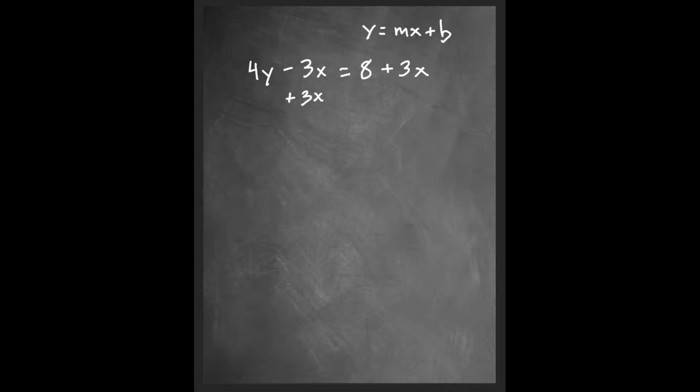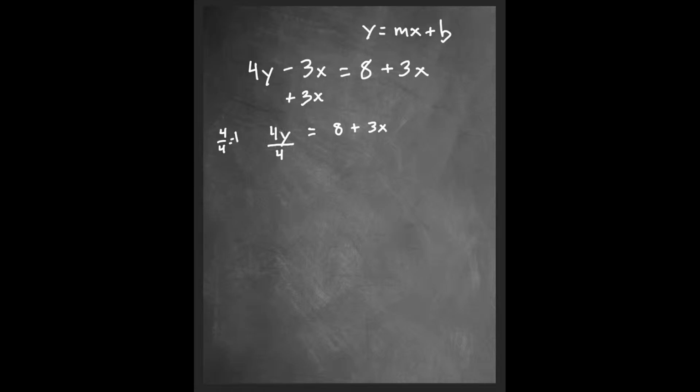All right, so now let's rewrite our equation. Now we have 4y equals 8 plus 3x. Well, we're getting closer, but we still have a 4 over here next to the y, and we can't have that in order to have our slope-intercept form of a line. We need y all by itself. So now we're going to divide by 4. Why do we do that? Because 4 divided by 4 equals 1, right?